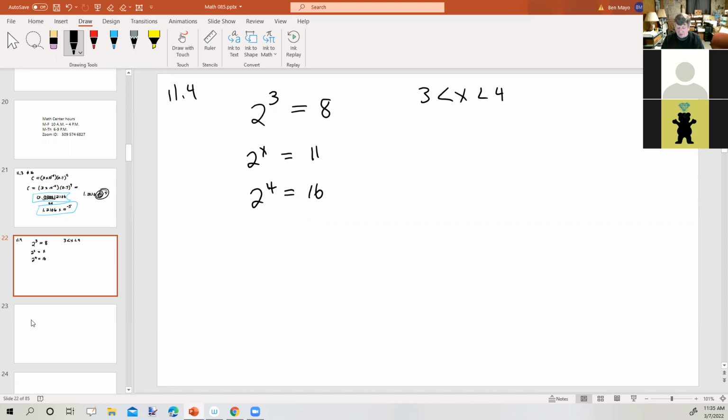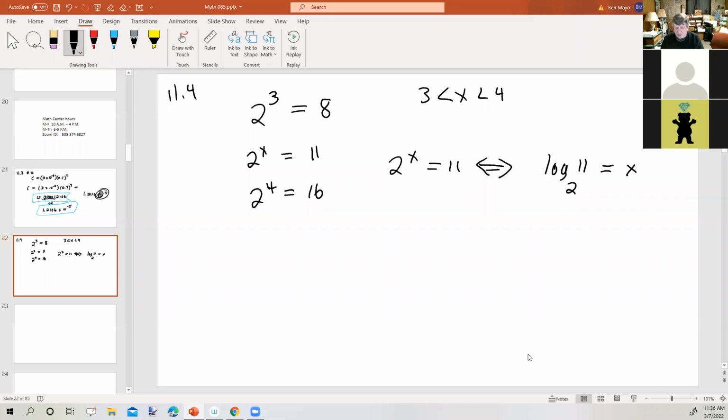Through the trial and error process, I could take 2 to the 3.1, 2 to the 3.2, and just keep going and get approximately 11, however long I wanted to spend on it. Not a very efficient way of doing it. What we can do is take 2 to the x equals 11, and we can take this exponential equation and rewrite it as what's called the logarithmic equation. And I'm going to put a little arrow here. This would be log base 2 of 11 equals x.